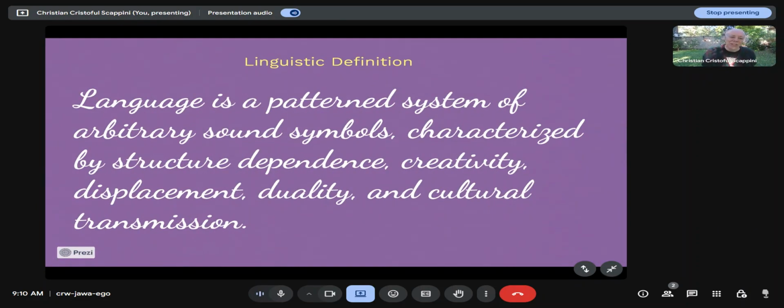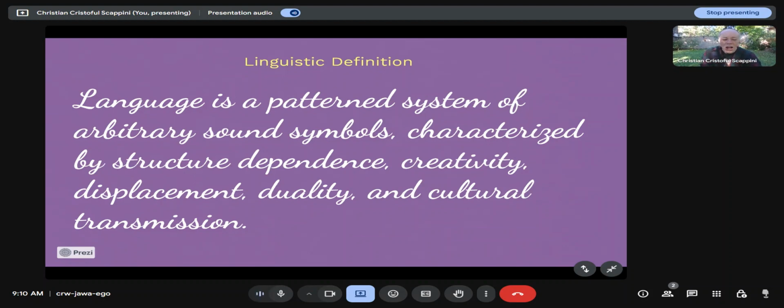This is the linguistic definition of language. Language is a pattern system of arbitrary sound symbols characterized by structure dependence, creativity, displacement, duality, and cultural transmission. Do you understand the definition in the first reading? Of course you do, because we covered every single feature independently first. So this is the linguistic definition of language. Bravo! We already have one.